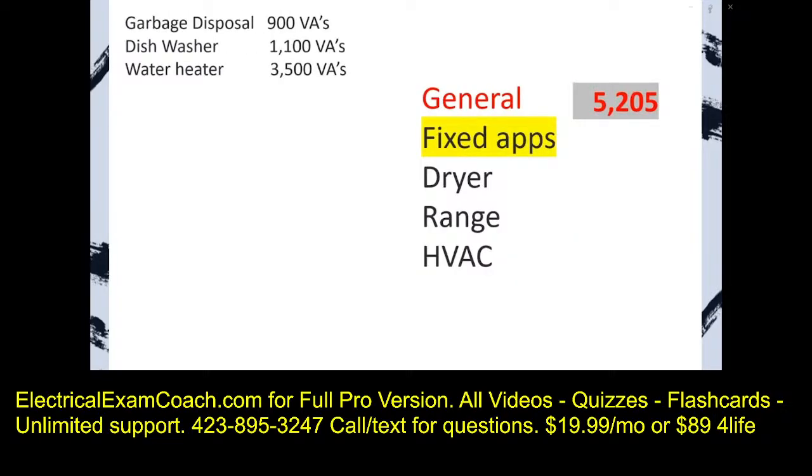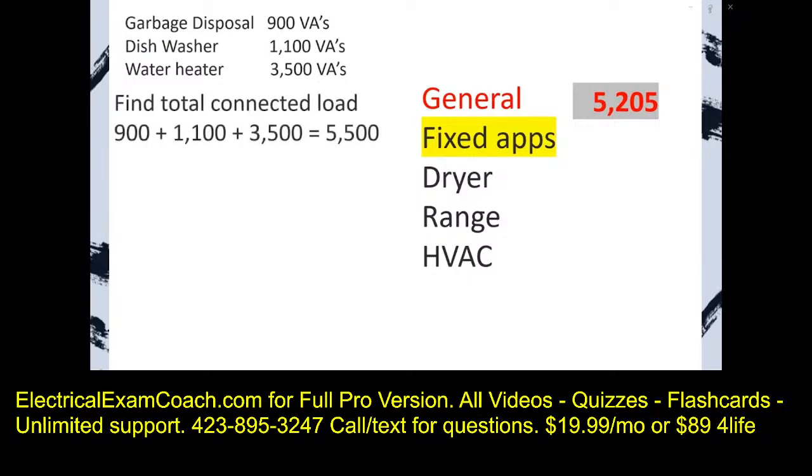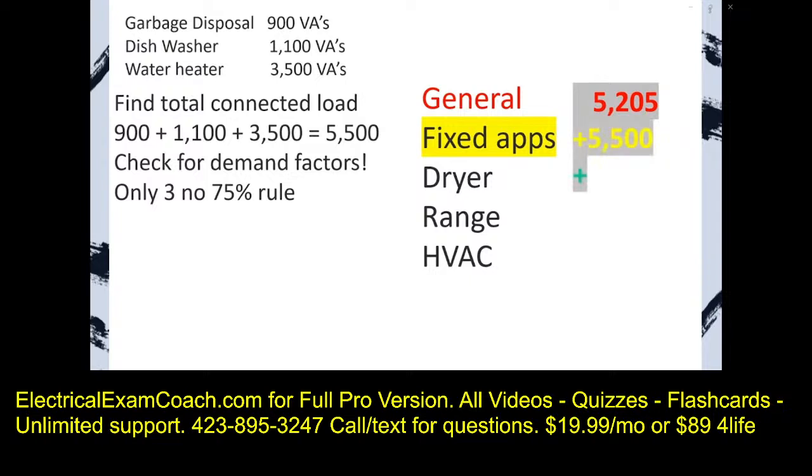Now let's do our fixed appliances. We have a garbage disposal, dishwasher, and water heater. Find the total connected load. We total them all up and it equals 5,500. Now we check for demand factors. There are only 3 appliances, so the 4 or more 75% rule does not apply, and we write down 5,500.